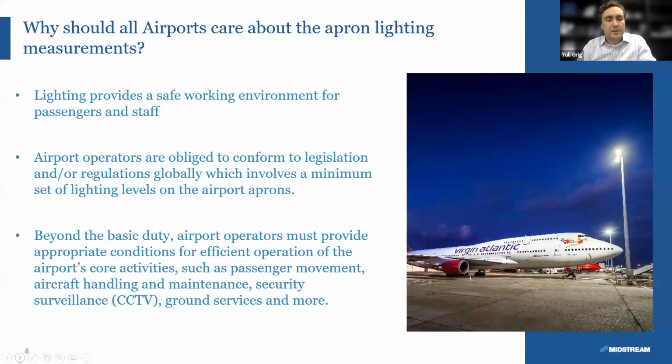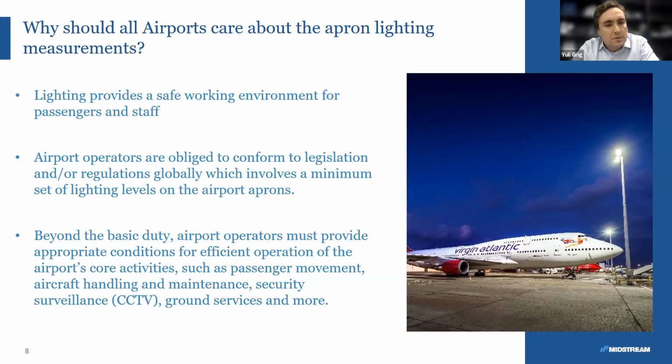So I think the first question that we always like to pose is, why should all airports care about apron lighting measurements? Why is that important? Why is this topic of interest at all? I think we have to remember that the apron area predominantly is the place in the airport where passengers and cargo embark and disembark the aircraft, and there's fueling, there's various types of operations. So lighting provides a safe environment for passengers, but also for operators, for the staff, for inspectors or third-party persons that may be on the airport apron.